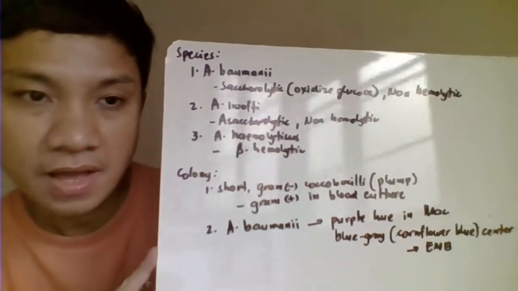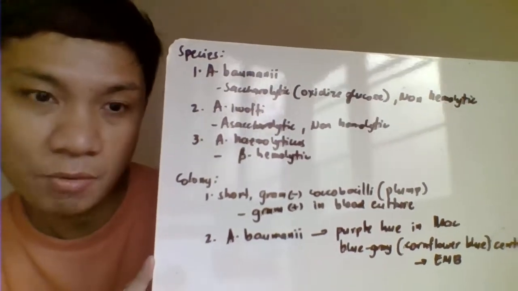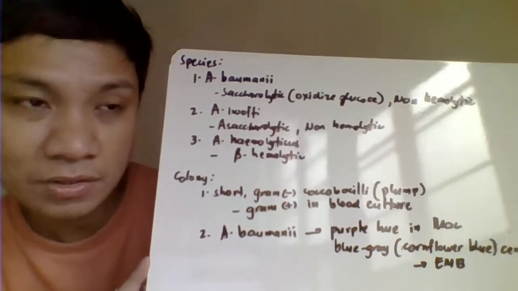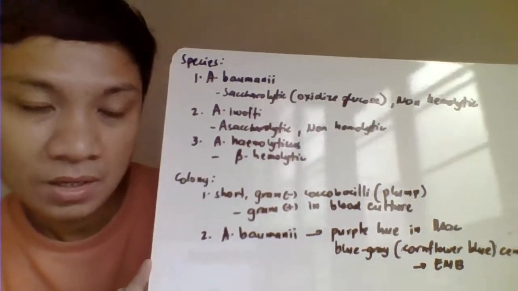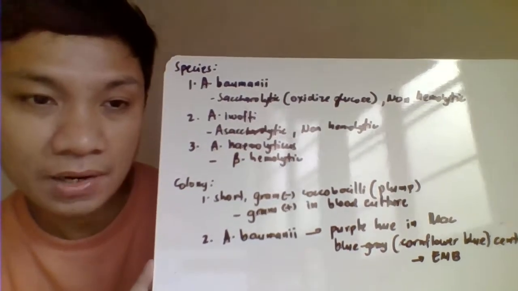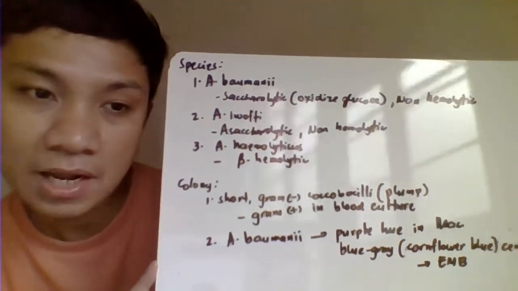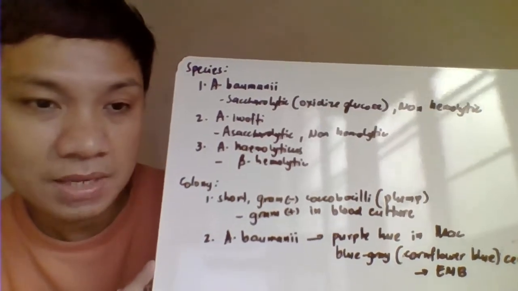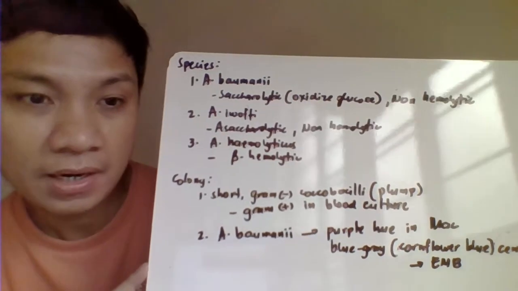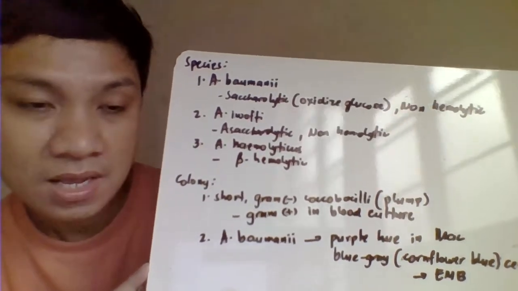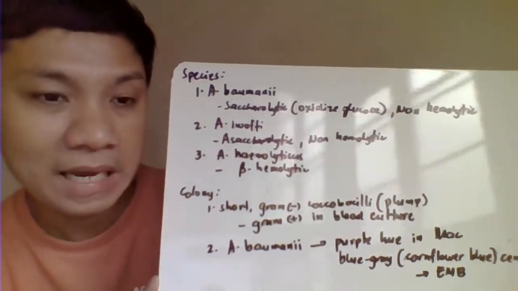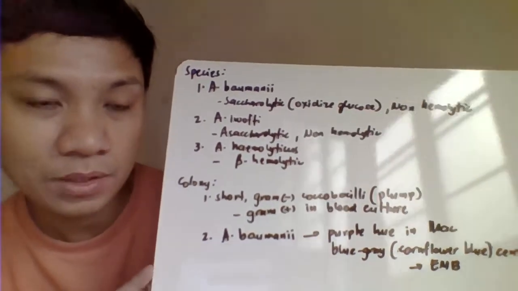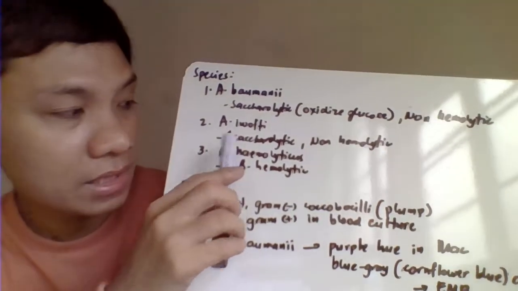Okay, then we have here the different species belonging to your Acinetobacter. This includes the non-hemolytic species Acinetobacter baumannii, which is considered saccharolytic. When we speak about saccharolytic, it tries to oxidize your glucose. Another non-hemolytic species on your SBA would be Acinetobacter iwoffii. This one is non-hemolytic, just like your baumannii, only that it does not oxidize nor ferment your glucose, so we consider it asaccharolytic.